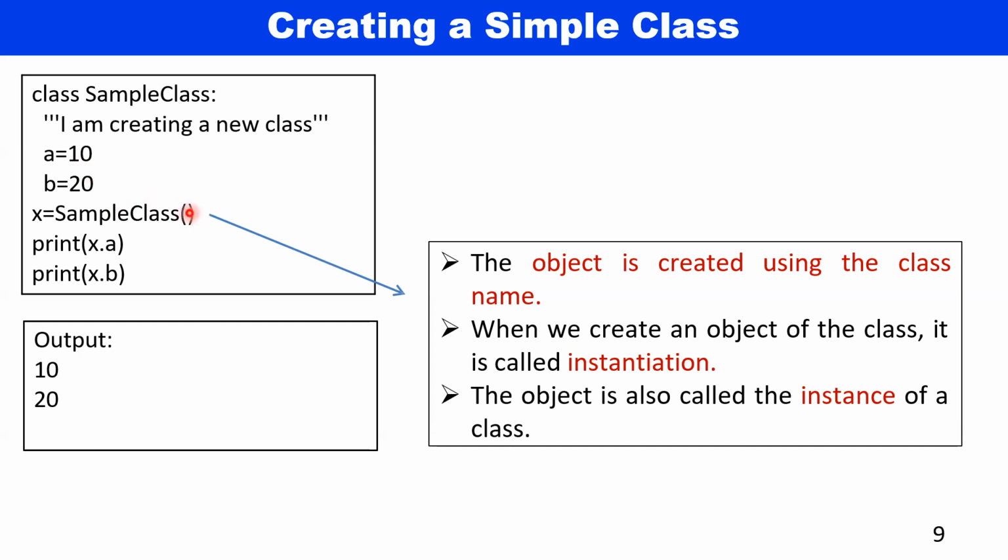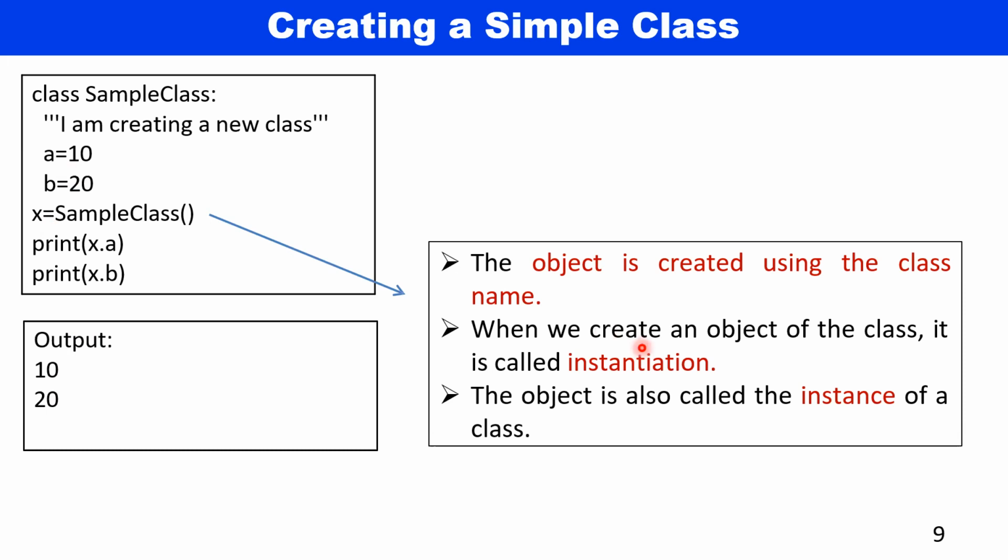If you observe, we are not passing any parameters when we are creating the object. So by default, it will be assigned the variables a equal to 10 and b equal to 20. So if we try to print x dot a and x dot b, it is going to print the values 10 and 20. So the object is created using the name of the class, that we have seen here, x equal to sample class.